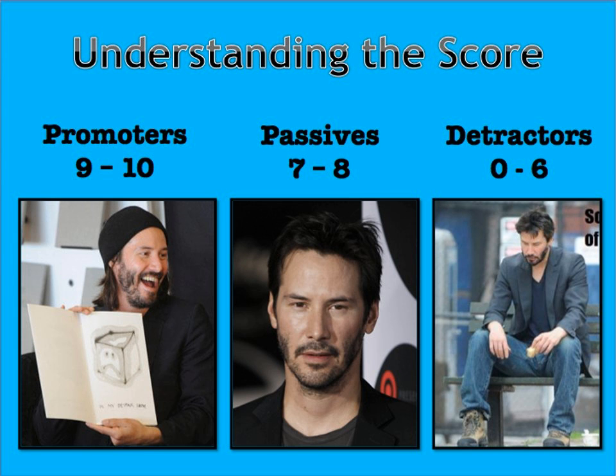The detractors are the customers who are not happy. They were not likely to give you a referral to another customer, to their friend or colleague. So we have promoters, they give you 9 to 10. Passives give you a score of 7 to 8. And detractors give you a score of 0 to 6. Okay.